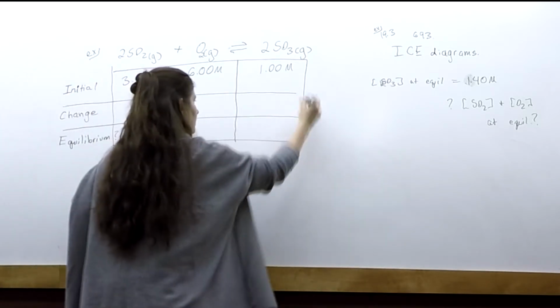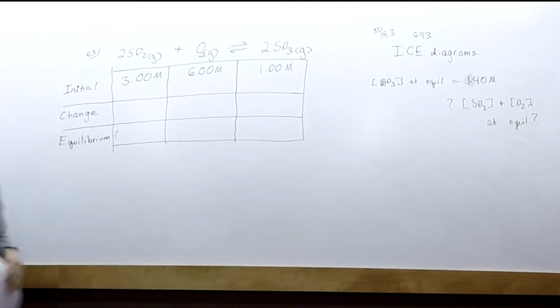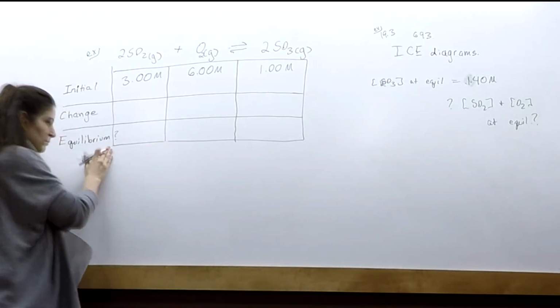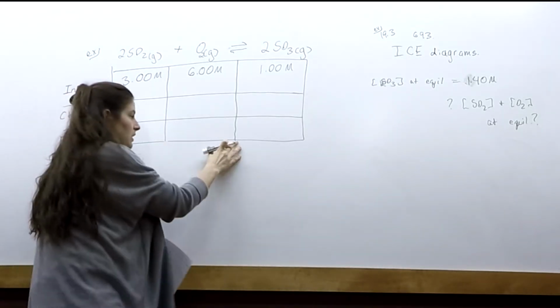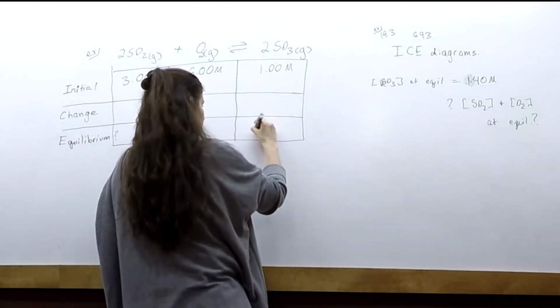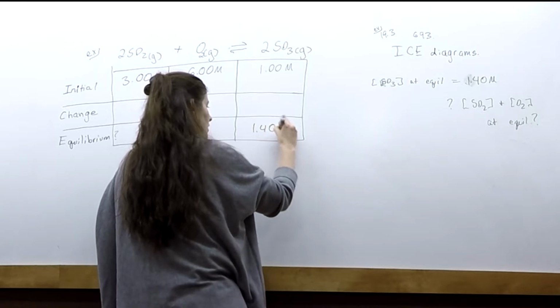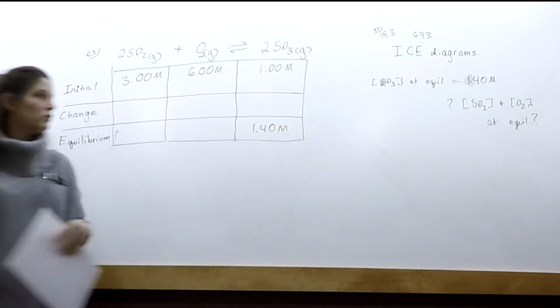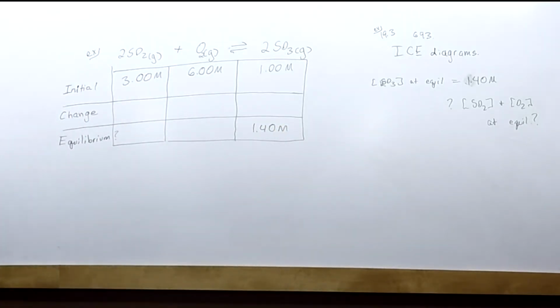Figure out what all these are. If I just draw it as lines, you might get a little mixed up. Okay, so here, the bottom one is our equilibrium concentration. They told us here the equilibrium concentration of our SO3 is 1.40 molar.